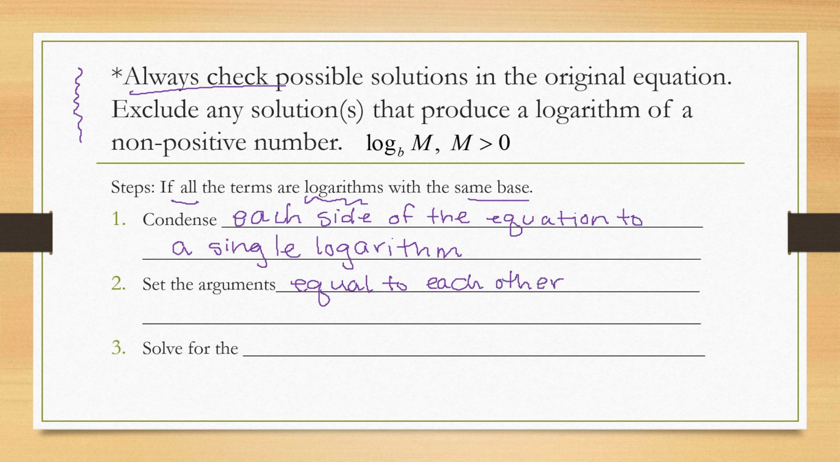So if we had log with the base b of m, and that was equal to log with a base of b of n, the bases of these logs are the same, then the arguments m and n are equal to each other. And once we have it in that manner, m equals n, the arguments are set to each other, we're going to solve for the variable.